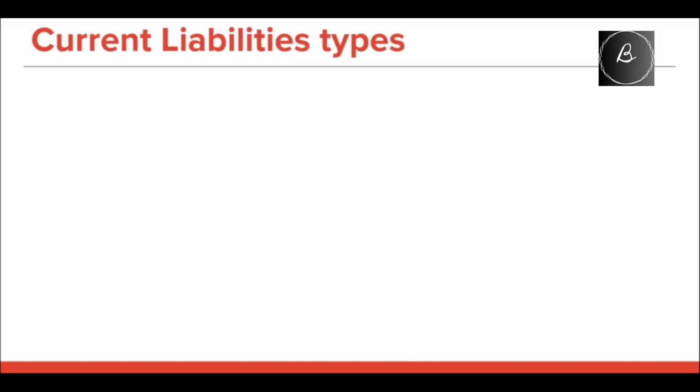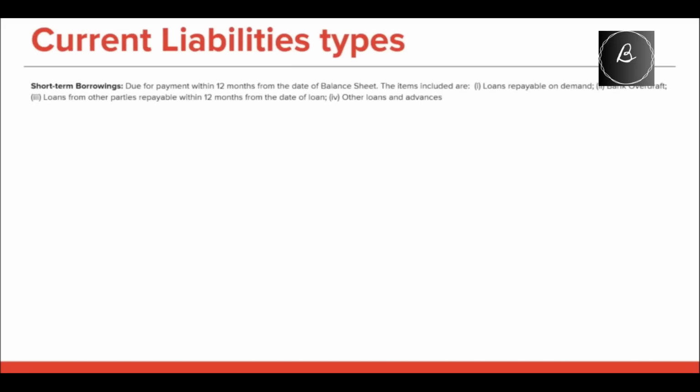Coming to the current liabilities types. We first start with short-term borrowings. These are due for payment within 12 months from the date of balance sheet. The items are: Number 1. Loans repayable on demand. When money owed is repayable on demand, it means that the lender can ask for the money back and it has to be handed over. Number 2. Bank overdraft. Number 3. Loans from other parties repayable within 12 months from the date of the loan. And number 4. Other loans and advances.